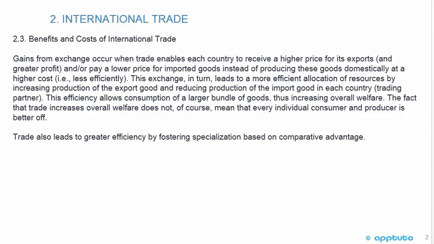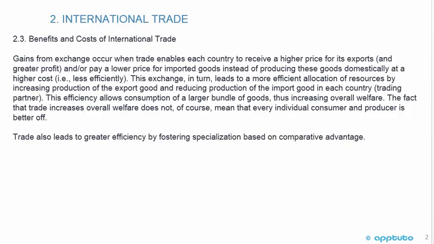Gains from exchange occur when trade enables each country to receive a higher price for its exports and greater profit, and/or pay a lower price for imported goods instead of producing these goods domestically at a higher cost, i.e. less efficiently. This exchange in turn leads to a more efficient allocation of resources by increasing production of the export good and reducing production of the import good in each trading partner country. This efficiency allows consumption of a larger bundle of goods, thus increasing overall welfare.